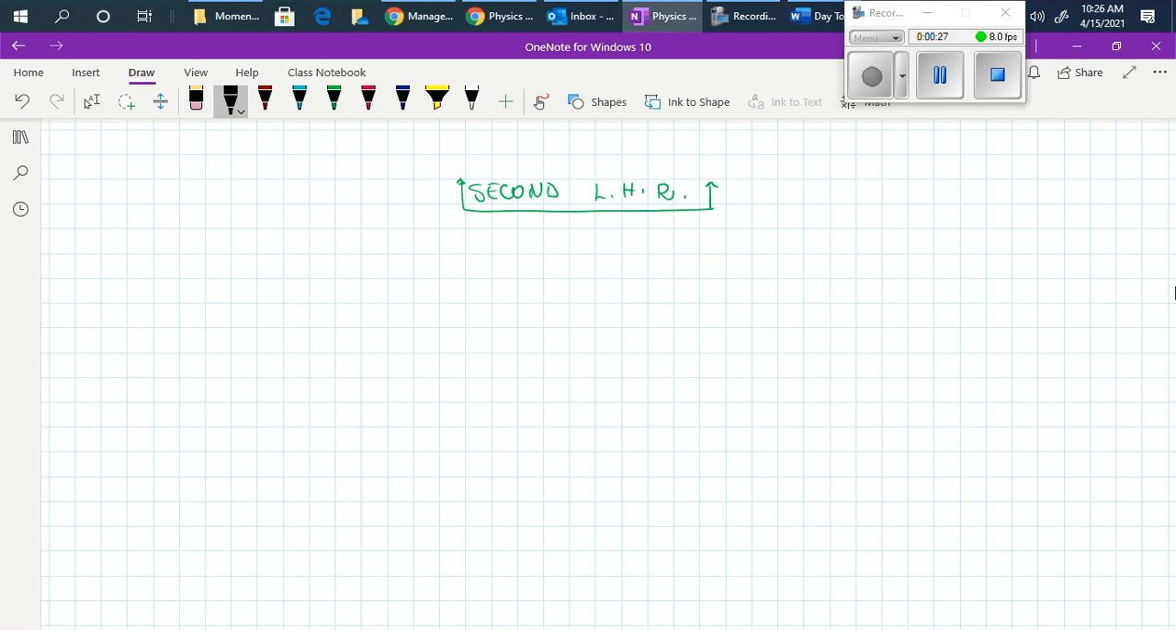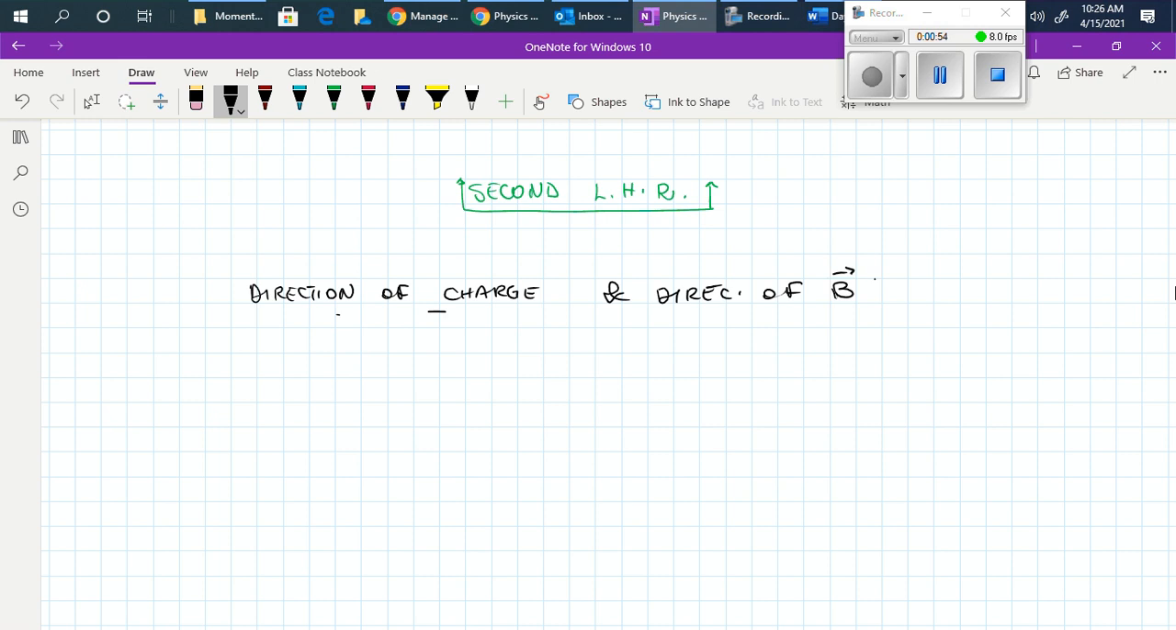Now the charge is moving in a coil. So again, the second left-hand rule is telling us the relationship between the direction of the charge and the direction of the magnetic field. But the difference is that the charge is moving into a coil now.